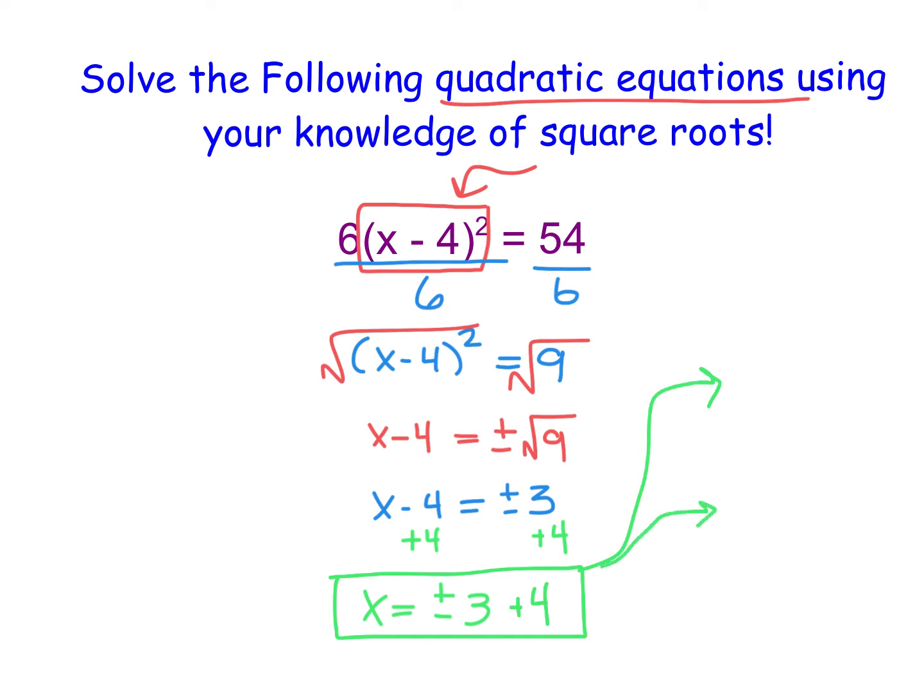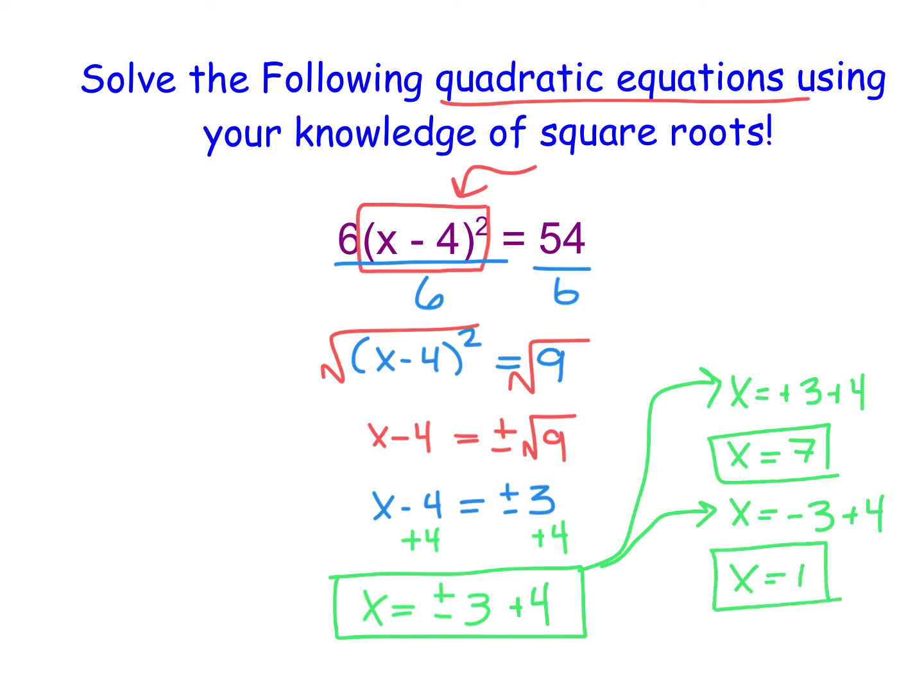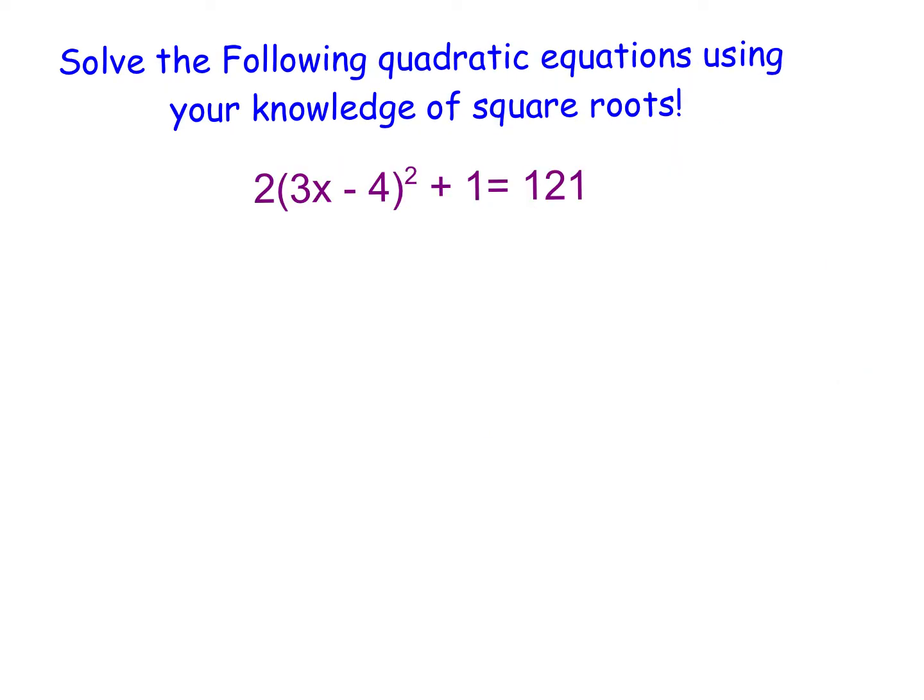This notation with the plus or minus is saying x is equal to two things. X is equal to a positive 3 plus 4, which in this case gives us x is equal to 7. Or x is equal to a negative 3 plus 4, which has x is equal to 1. So we have two answers for x here. X is equal to 7 or x is equal to 1. And if we were to take either of these values and put them back into this original equation, it would become true.